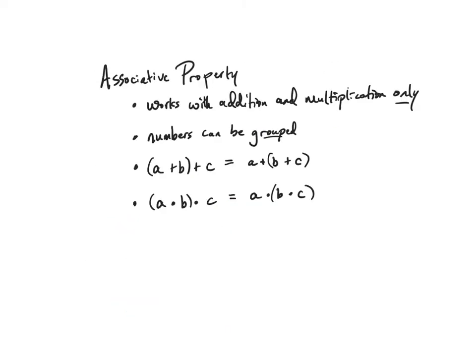So to recap, the associative property works only with addition and multiplication. It says that numbers can be grouped in different ways. So for addition, we can group A and B together, or we can group B and C together, and we will get the same sum. In multiplication, we can do the same thing. Multiply A times B and then multiply that product by C, or multiply B times C and multiply that product by A.